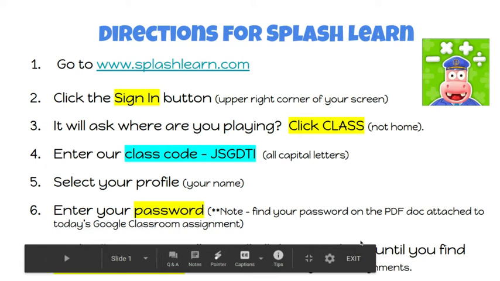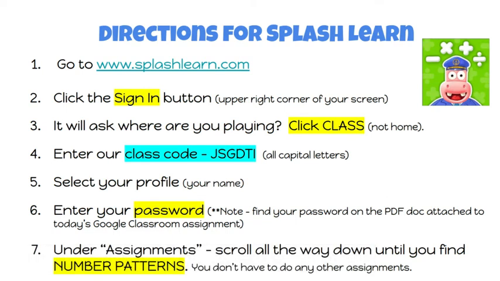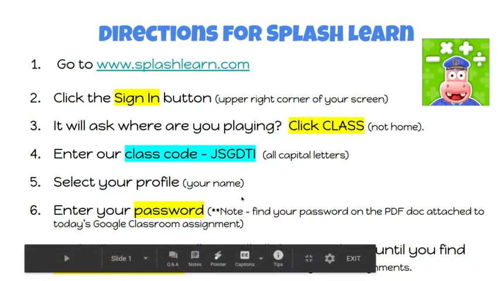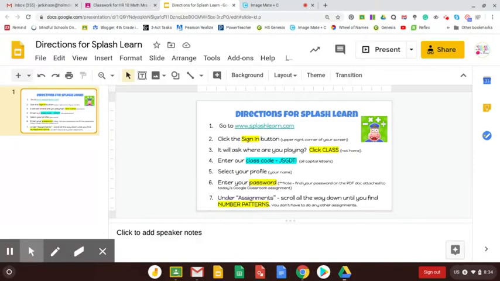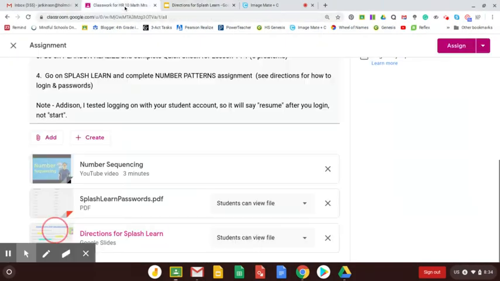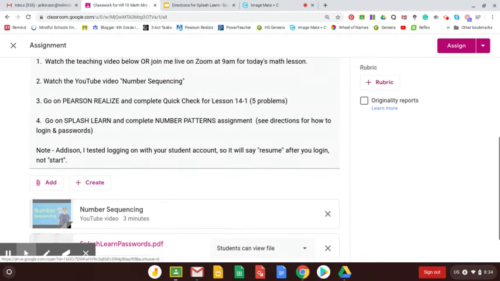Then you'll see your name pop up along with a little character that you had selected previously. You're going to enter your password and you find your password. There's a PDF doc that I attached. So find your password and then you'll see assignments come up and it's going to be at the bottom of your assignments that have been assigned. Don't worry about any of the other assignments. Don't worry, you didn't have to do them. But this is the one that I'm looking for. Oops, sorry. It's called Number Patterns. And that's the one that I want you to select for today. Okay, so here's the passwords, and that's all you have to do today.